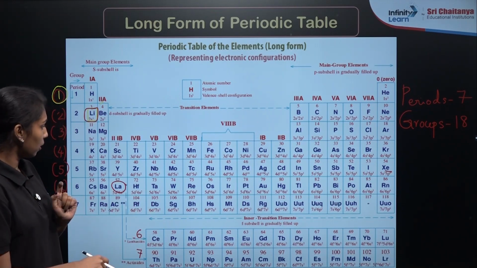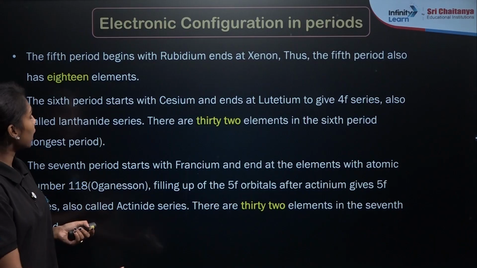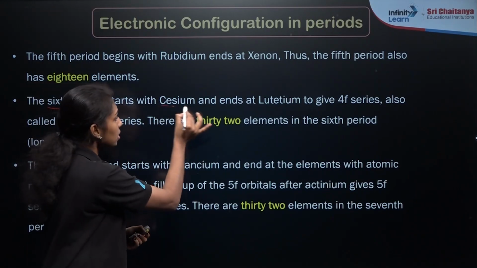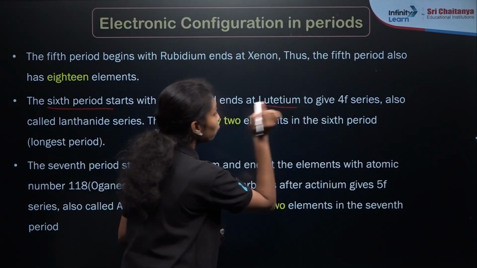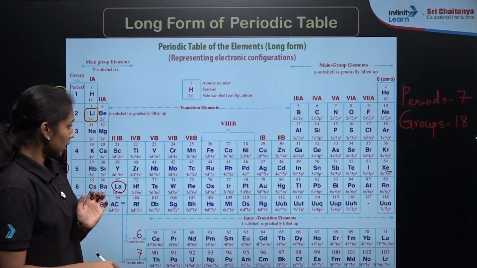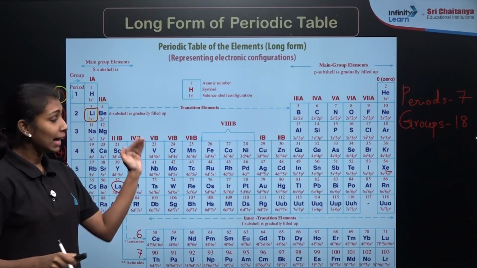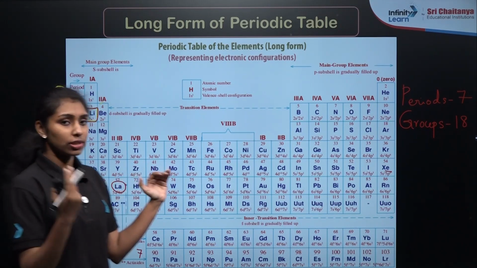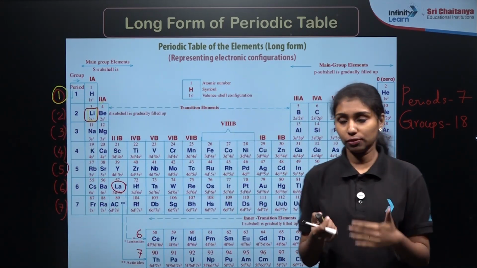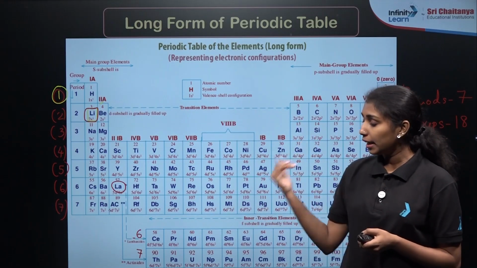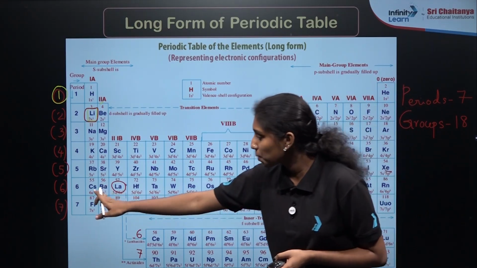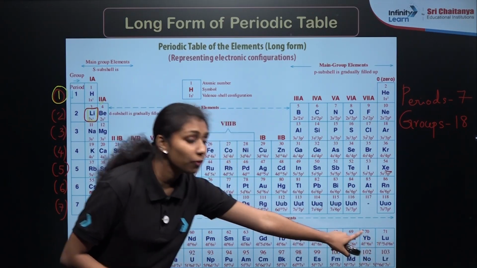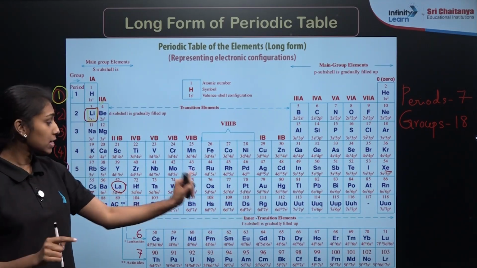Similarly, in the case of the seventh period also, that is mentioned here. The sixth period starts with cesium and ends at lutetium, giving the 4f series. This is our 4f series. Whenever we discuss the d block elements, we will give an idea about what we mean by the d series, f series and so on, and the different d block and f block elements. So in the sixth period, cesium is the starting element and the last element is lutetium, which means a total of 32 elements are present.